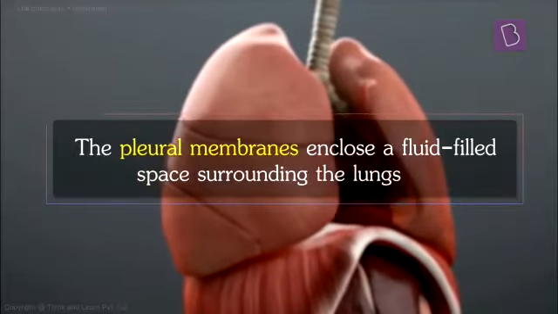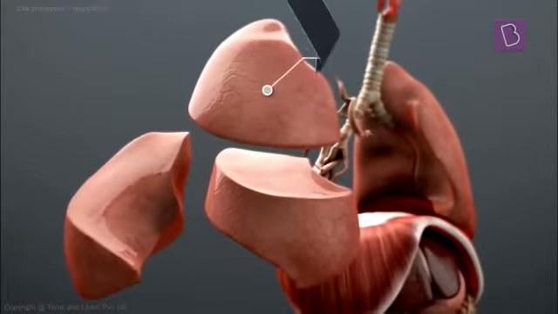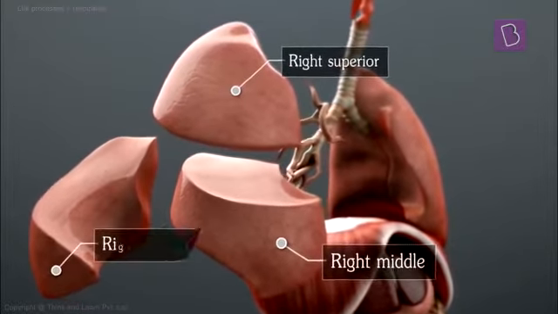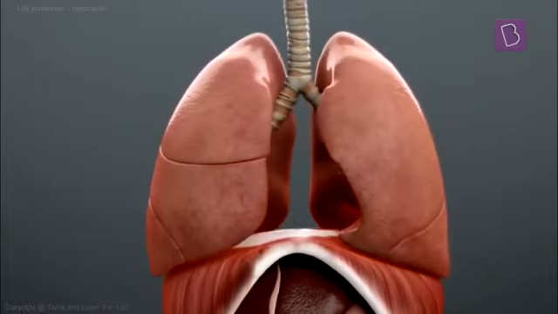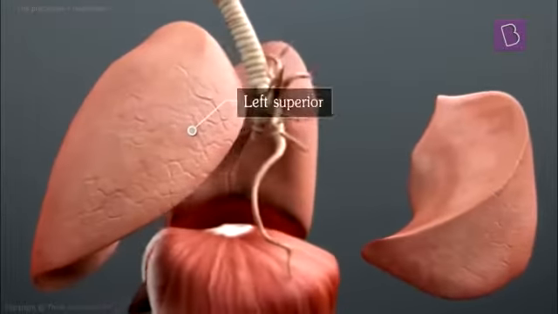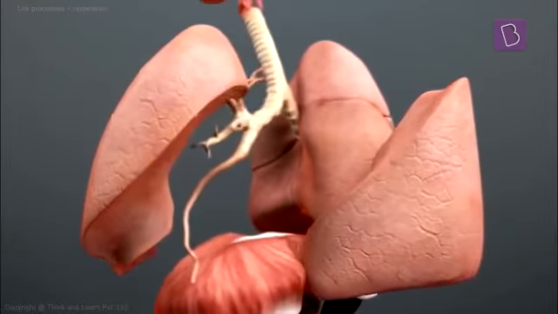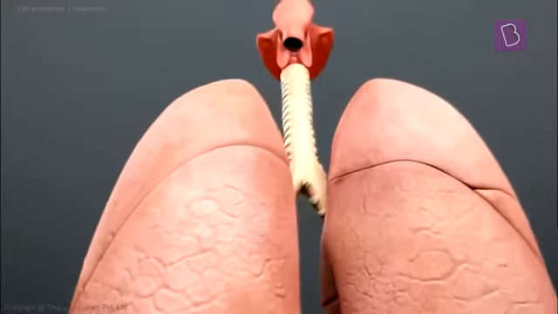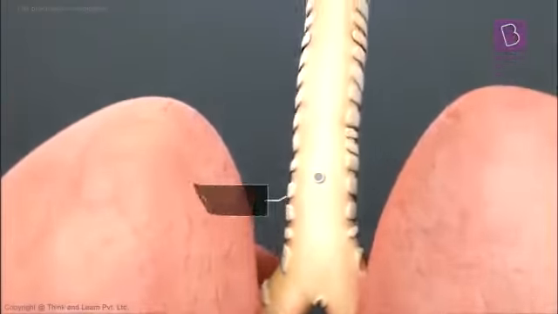the lungs. The right lung is divided into three lobes: the right superior, the right middle, and the right inferior lobe. The left lung, which is smaller to accommodate the heart, has only two lobes: the left superior and the left inferior lobe. Both the lungs are associated externally with small tubular bronchi which unite and extend into the trachea.